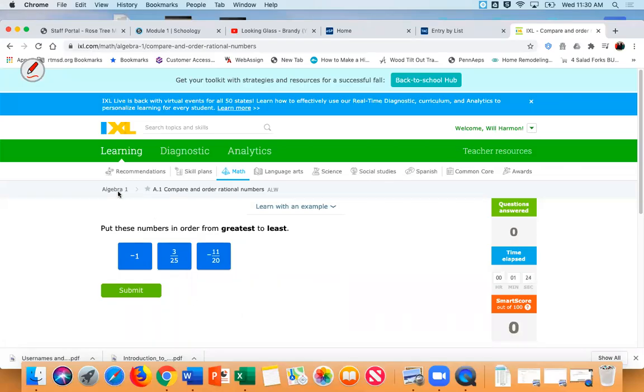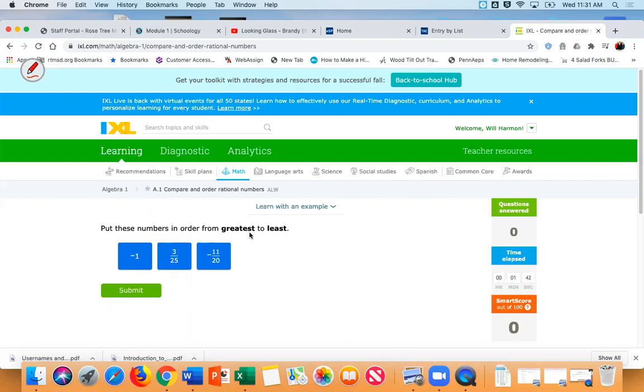So for Algebra 1, A1, compare and order rational numbers, we need to pay attention to the directions. That's going to be our biggest issue here. So we are asked in this problem to order numbers from greatest to least. And notice they're in bold.